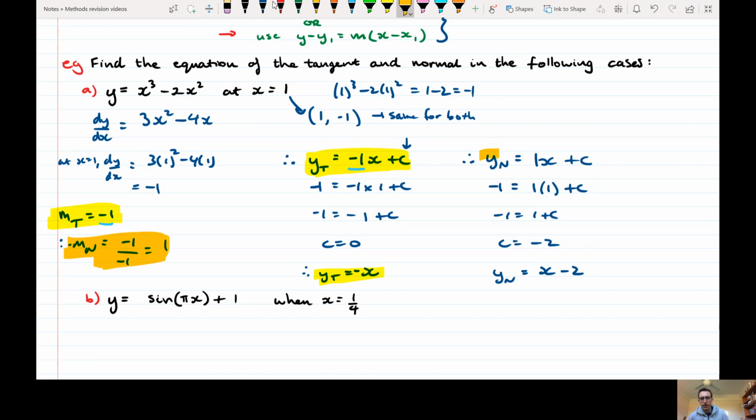Just to see what's going on here, and then all the way down there. Again, I'll underline the gradient there. Okay.